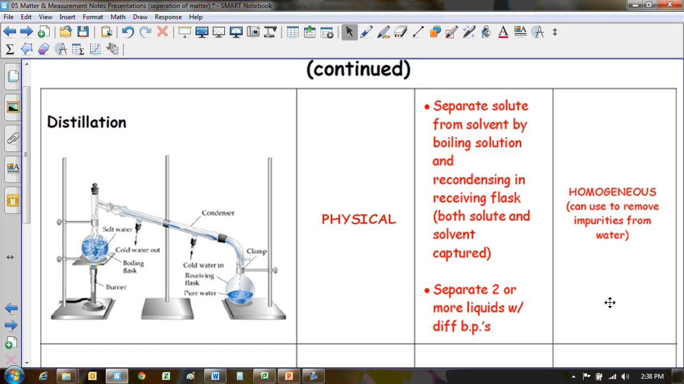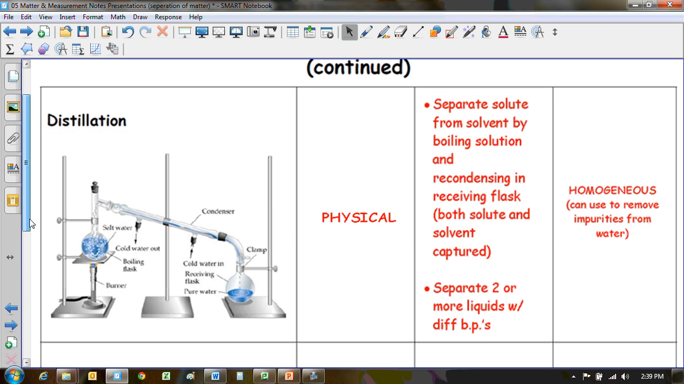It's capable of separating two or more liquids with different boiling points. Obviously, if the two things boil at the same temperature, they're not going to be able to separate. One of them boils off and leaves like evaporation, but we collect the steam, and the other stays behind. That's what a distillation is. This is also used to make strong alcohol spirits, okay, aka liquor.